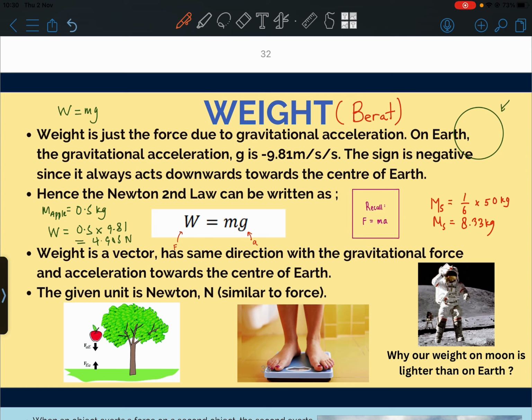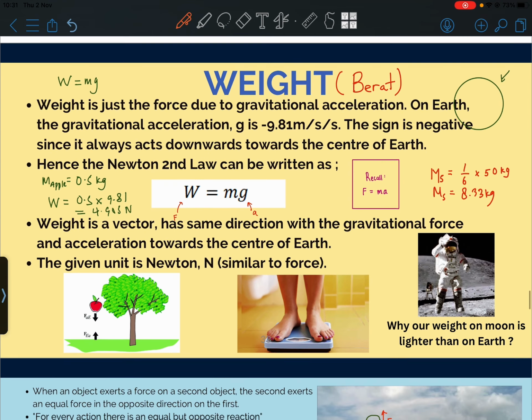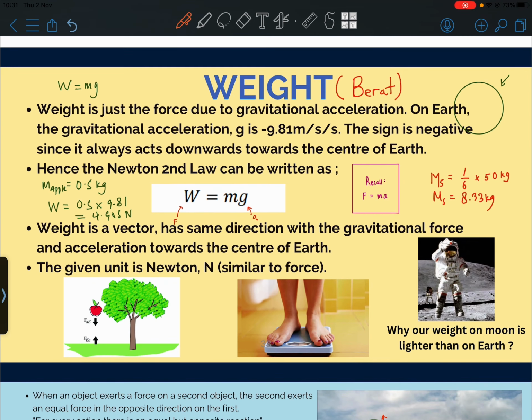Of course, weight is a vector quantity, so it's a force. It's just a special case of force, due to the gravitational acceleration. So the unit is the same as the force, newton. The formula for weight is W equals mg, where m is the mass of the object and g is fixed, negative 9.81 meters per second squared.